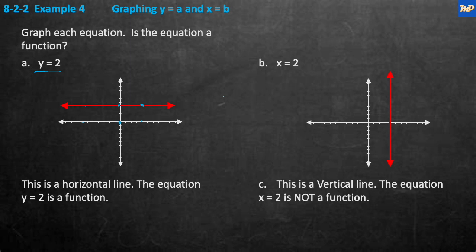The next equation, b, says x equals 2. This first one was y equals 2. This one's x equals 2. So when x equals 2, there's only one x we're looking at. How many values does y have? Well, y could be 1, 2, 3, -1, -2, -1,000,000. It doesn't matter. It has an infinite number of solutions. So it's a vertical line, and the equation x equals 2 is not a function.